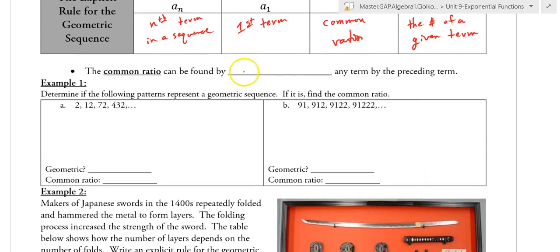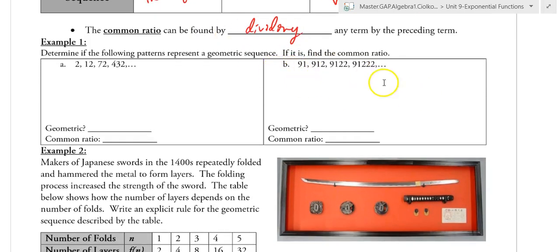So the common ratio can be found by dividing any term by the preceding term. So dividing the second by the first, third by the second. So that same pattern. So we're going to determine if they are geometric.